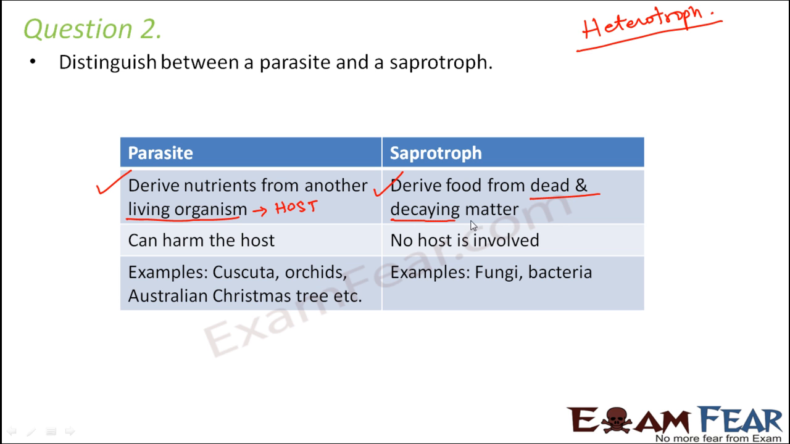So they are not dependent on other living organism. Instead, they are dependent on dead organisms. Parasite can harm the host. In saprotroph there is no host involved because there is no other living organism involved. Examples of parasites are cuscuta, orchids, Australian Christmas tree, etc. Saprotrophs, you have bacteria, fungi, they are the examples of saprotrophs.